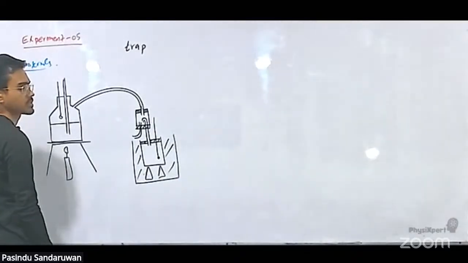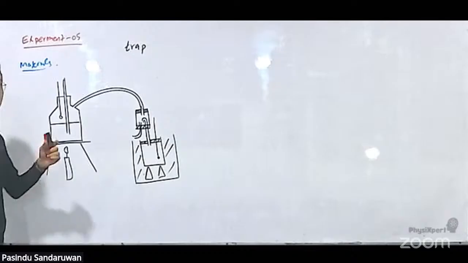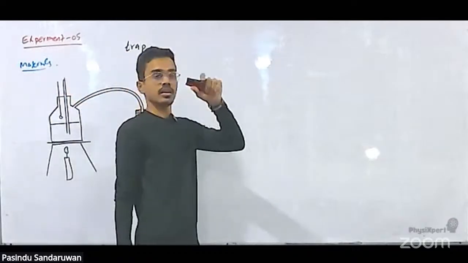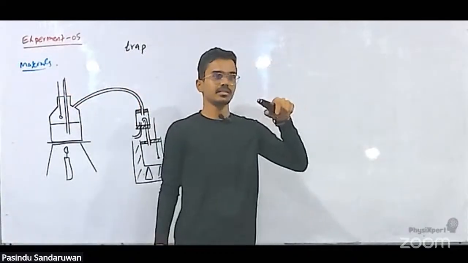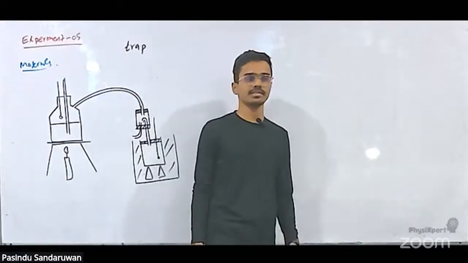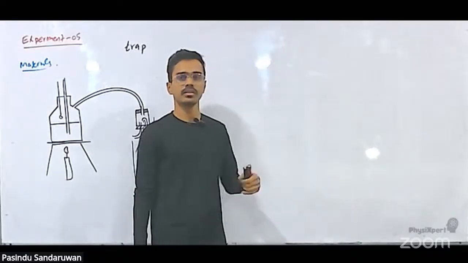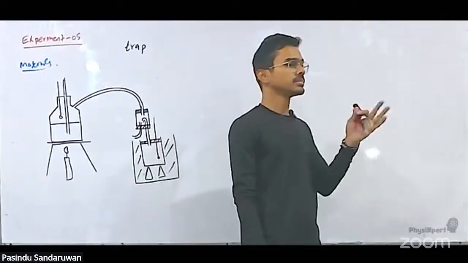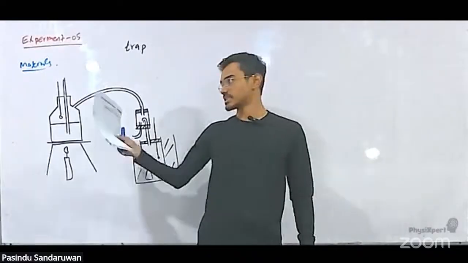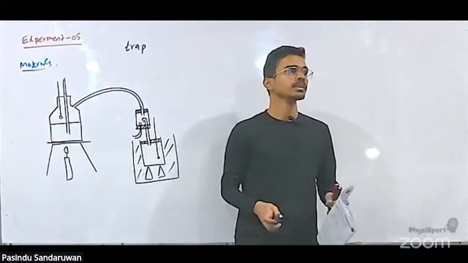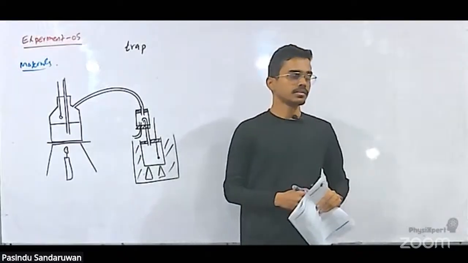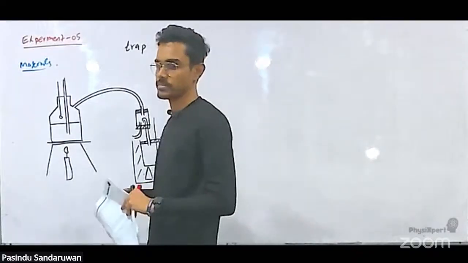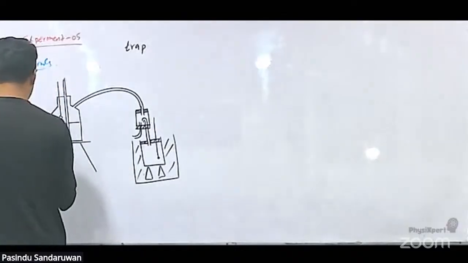A 4-beam balance. We don't use a triple beam here because we are going to measure steam, a very small mass. A triple beam is difficult for that. It should be either a 4-beam balance or a chemical balance.